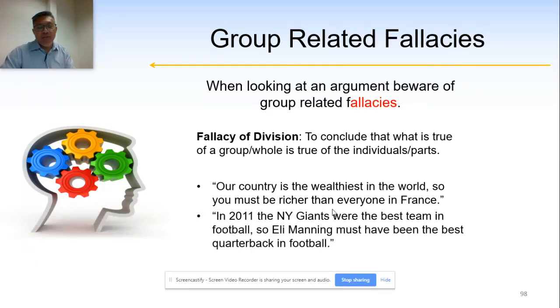If I said to you something like, in 2011, the New York Giants were the best team in football. Let's say they won the Super Bowl. So Eli Manning must have been the best quarterback in football. We're making the same sort of fallacy, right? Just because the group, the Giants, were the best team doesn't mean that all the parts that make up the team are better than all the other parts on all the other teams, right?